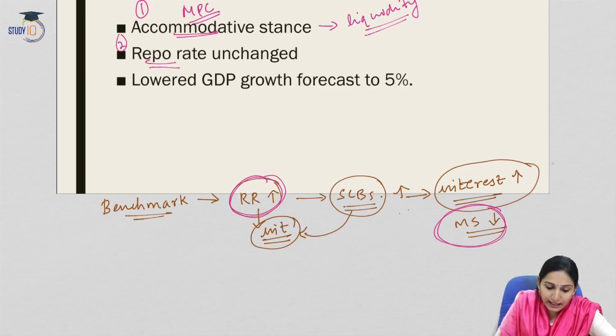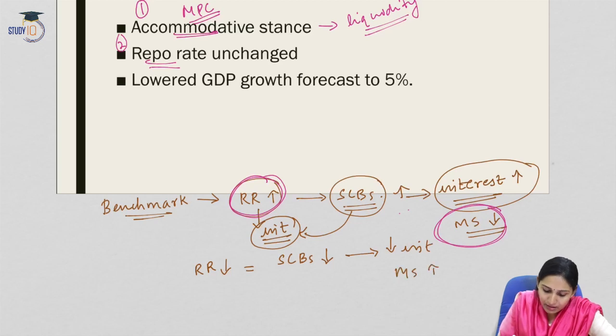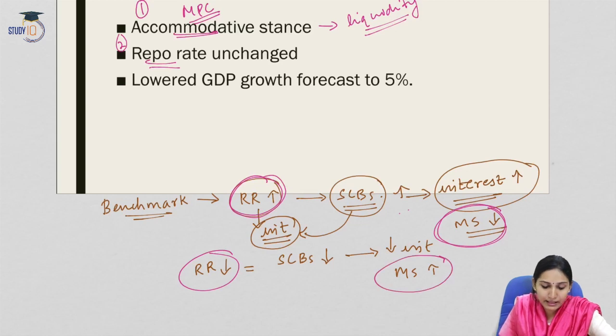Now let us take the second case where RBI reduces the repo rate. So commercial banks, they can borrow money from RBI at a lower rate of interest. That means the cost of borrowing of the commercial banks will come down. So what does it mean? It means that now the banks will be able to provide loans to the customers at lesser rates of interest. So definitely the money supply will increase.